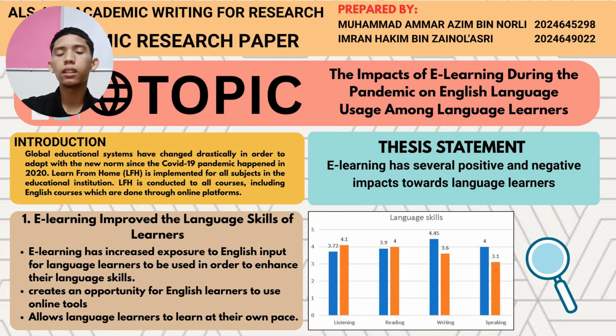We will be presenting about our ARP outline e-poster. First and foremost, our title for the ARP is the impacts of e-learning during the pandemic on English language usage among language learners. For the introduction, the global education system has changed drastically in order to adapt to the new norm since the COVID-19 pandemic happened in 2020.